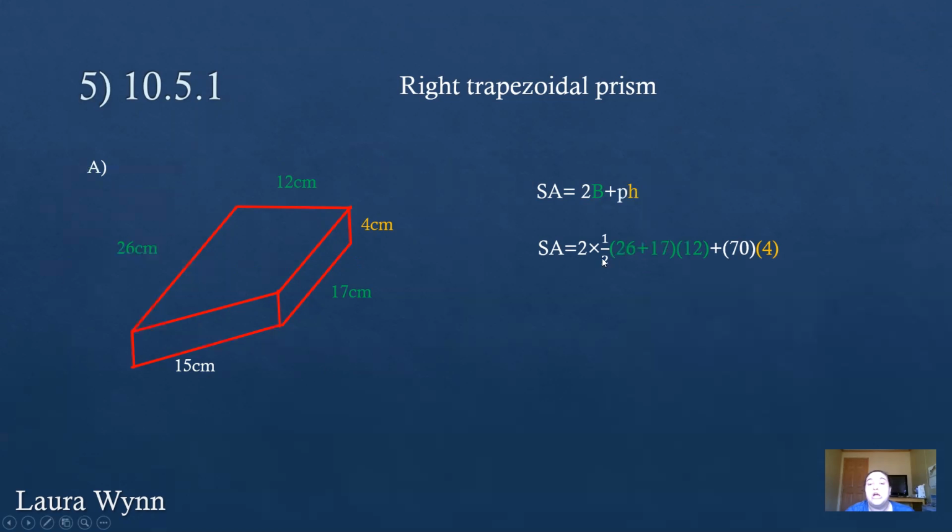Hopefully it helps some. So to plug it in, the base is 26, 12, and 17. So all the green numbers are the base. The perimeter is the green numbers plus this white number, 15. So 26, 17, 12, and 15 added together gives us 70 times the height, which is 4 centimeters. So remember, perimeter is the length of all the sides. 4 is not a length, it's the height. So when you plug that in to our formula and you work it, it gives us 784 centimeters squared.